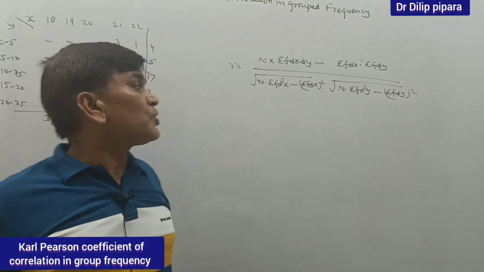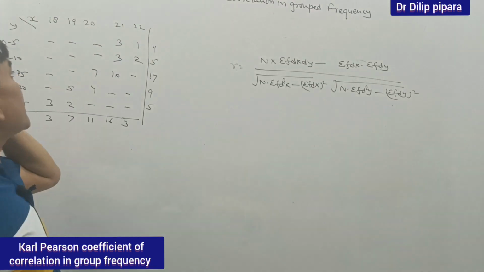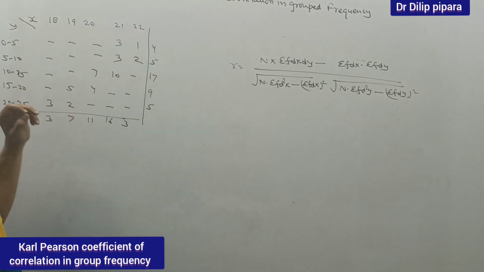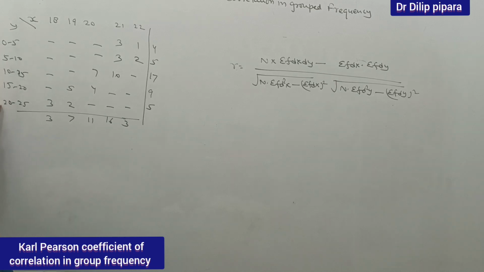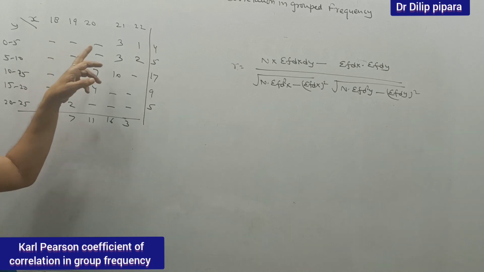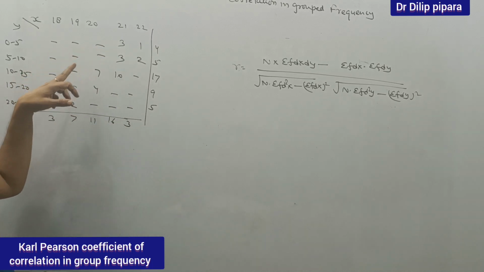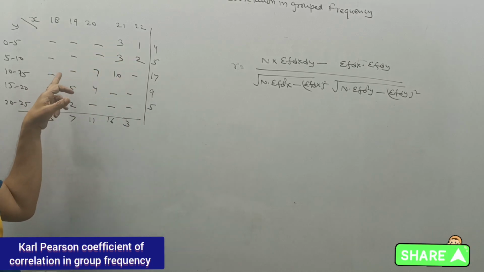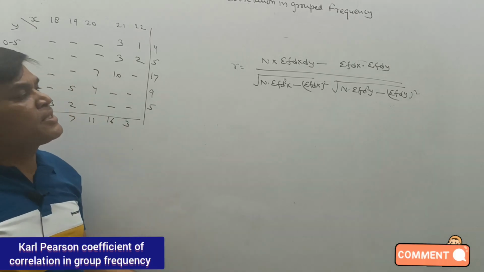So I have taken a question from grouped frequencies. The X series is given as 18, 19, 20, 21 and 22. The Y series is given as class intervals: 0 to 5, 5 to 10, 10 to 15, 15 to 20, 20 to 25. The frequencies are given as 3 and 1, then 3 and 2, then 7, 10, then 5. This type of frequency table is given.